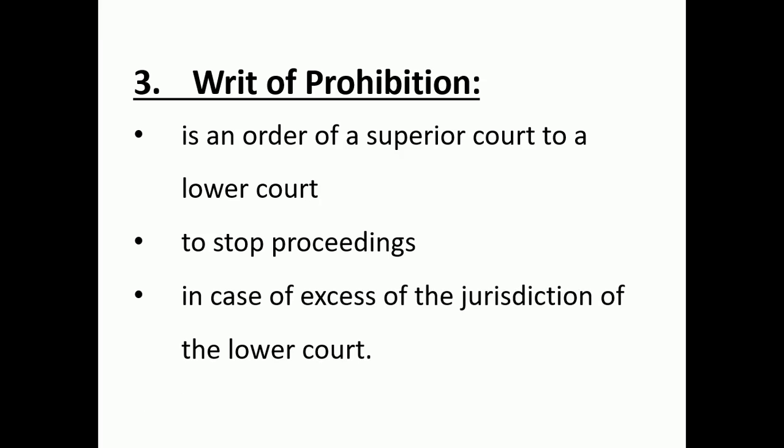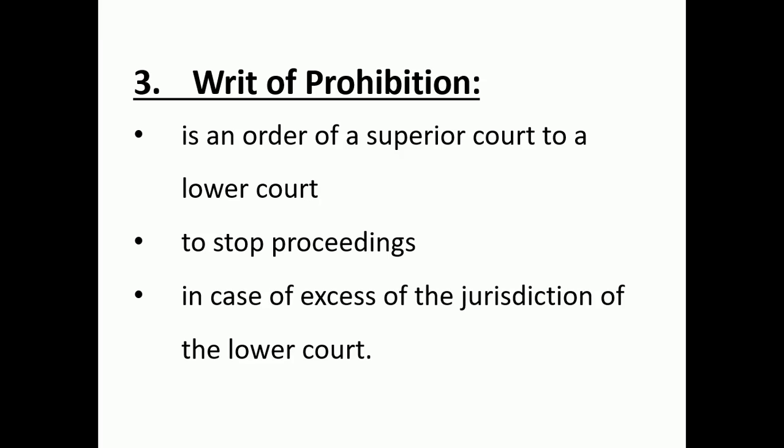Why? Because they might have violated or exceeded the jurisdiction of the lower court, which means every different kind of courts are having their own jurisdiction. There are certain areas in which they can interfere or in which they can issue their verdict. So once they violate or once they exceed the jurisdiction, a superior court can issue the writ of prohibition, which means they can ask the lower court to stop its proceedings.